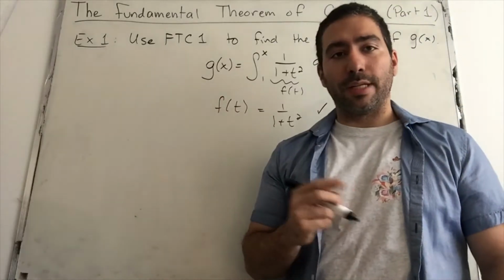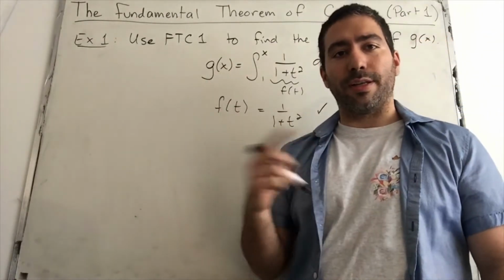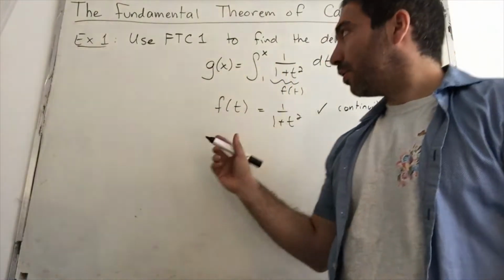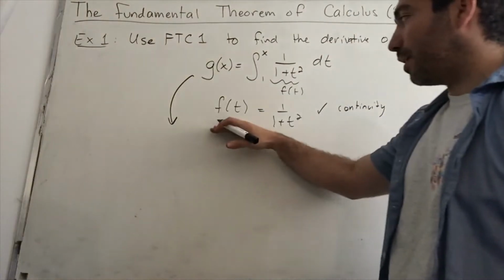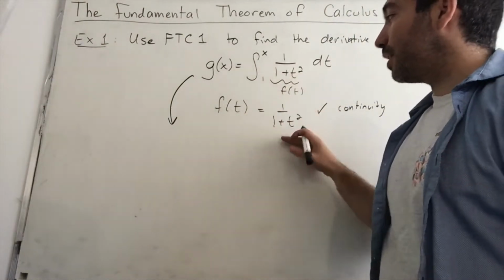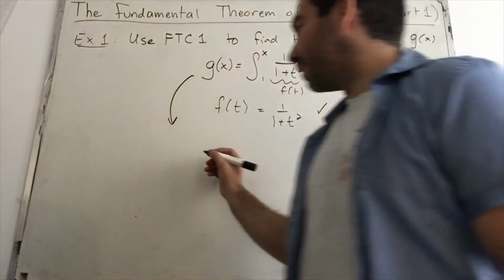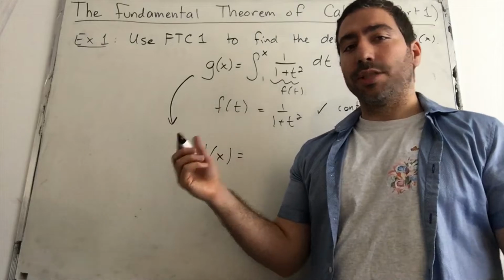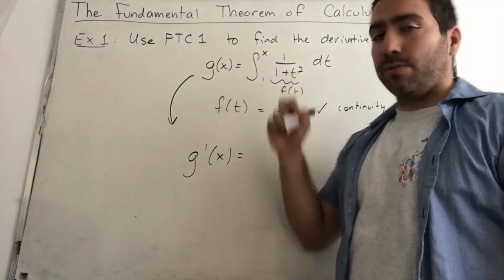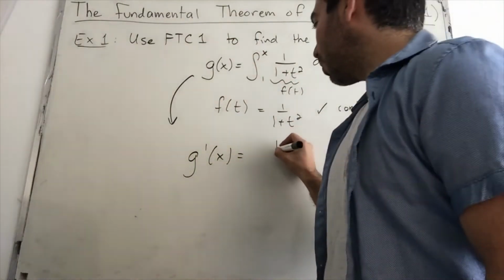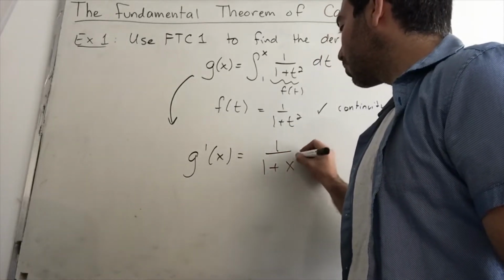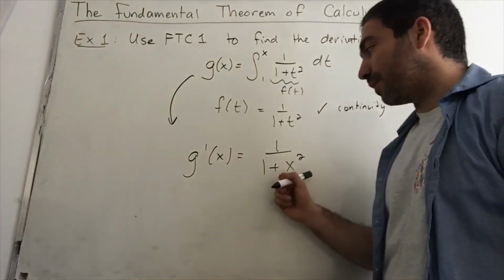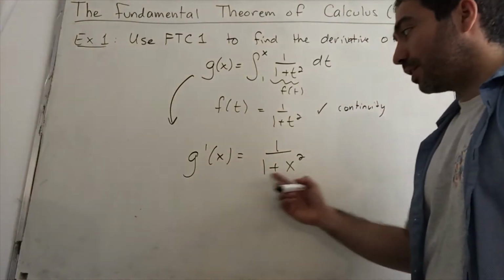Now we know that the derivative and the integral are inverse operations of one another, so you could essentially remove the integral. Once you've established that f of t, this function here, is continuous, we apply FTC part 1 by taking the derivative. The derivative of the integral, they cancel each other, and what you're essentially doing is substituting the upper bound into the function, giving us 1 over 1 plus x squared. So instead of having a t, we're replacing it with x. This is a function of x, and that's the idea. This is our function. This is the derivative.